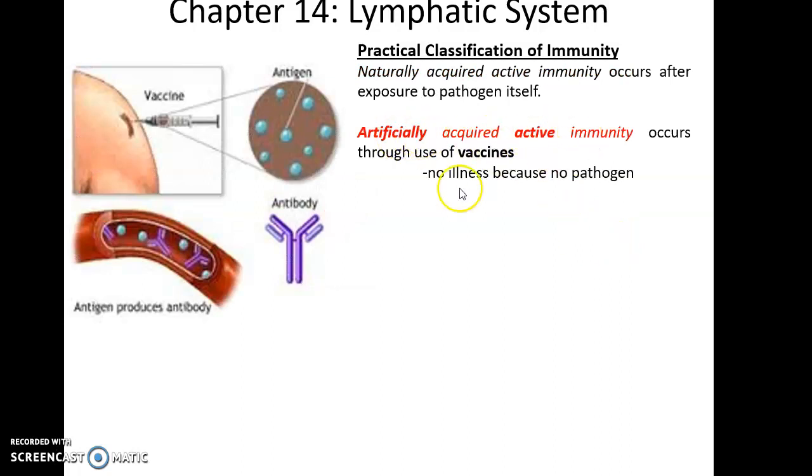There's artificially acquired active immunity. Artificially acquired active immunity is when we use vaccines to mimic exposure to the pathogen. This allows us to mount that immune response, to develop those memory cells, but in the process we get to avoid actually getting sick. So the vaccine has the antigen in it, goes into the bloodstream, stimulates an immune response, including the production of memory cells that will hopefully activate and protect us from future infections by that pathogen.